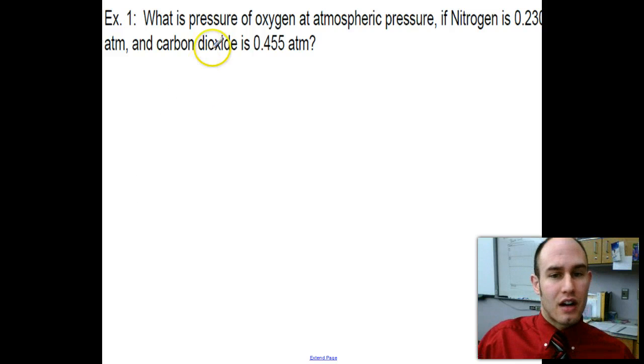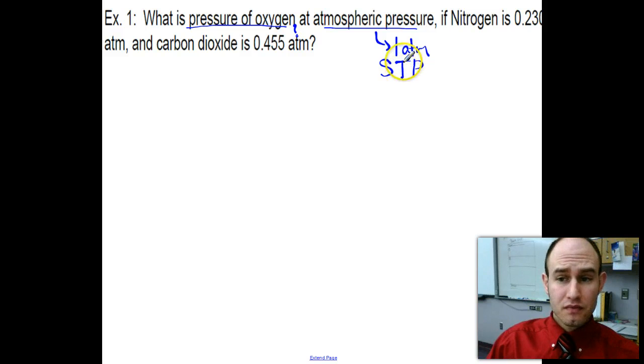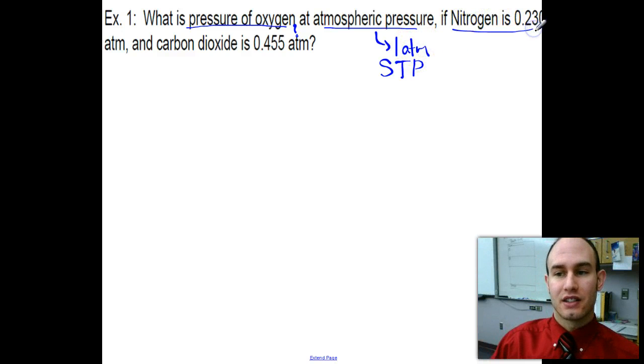You're asked to find the pressure of oxygen, so that's my unknown, my question mark, at atmospheric pressure. Typical atmospheric pressure is 1 atm, and we know this from STP. Remember, we said standard temperature and pressure. STP, standard temperature, is 273 Kelvin, and pressure is 1 atmosphere. Nitrogen gas is exerting a pressure of 0.23 atmospheres, and the CO2 gas is 0.455, so it wants to know what the pressure of oxygen is.